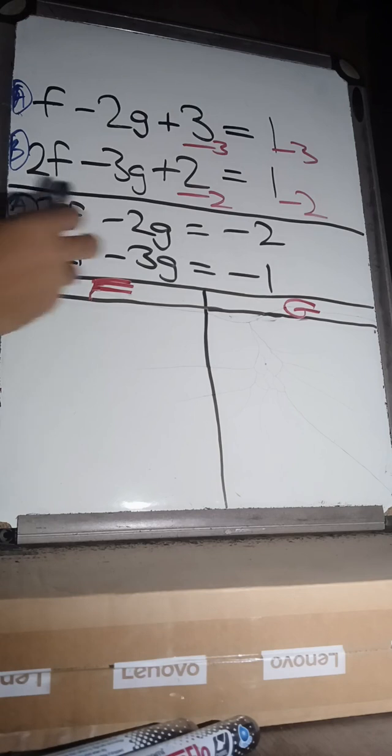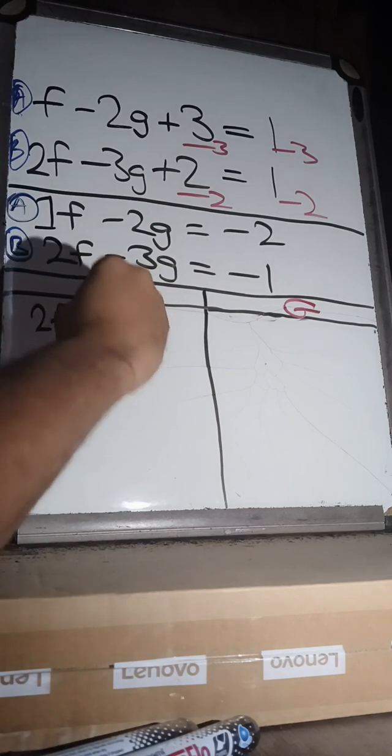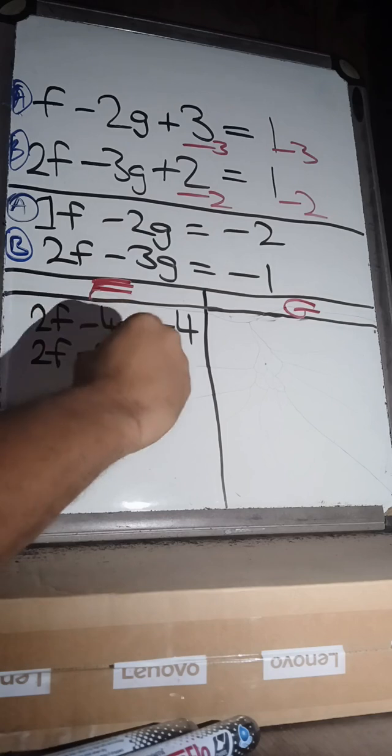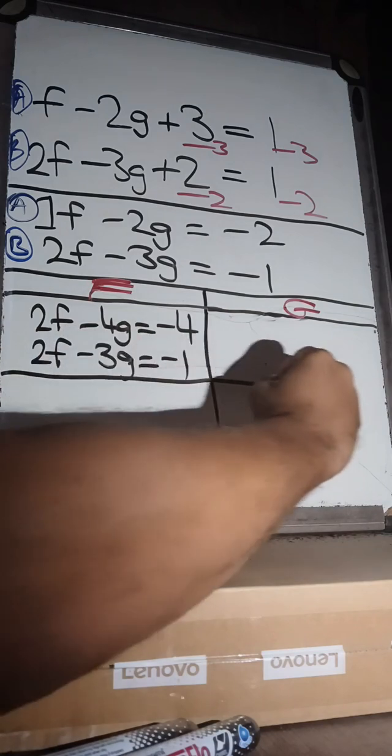So if I multiply 2 by everything up here, I will have 2f minus 4g equal minus 4. If I multiply all of this by 1, it stays the same, so I'll have 2f minus 3g equal minus 1. Now, because both of them have the same sign, we are going to use the minus sign, right? So we're going to have that.